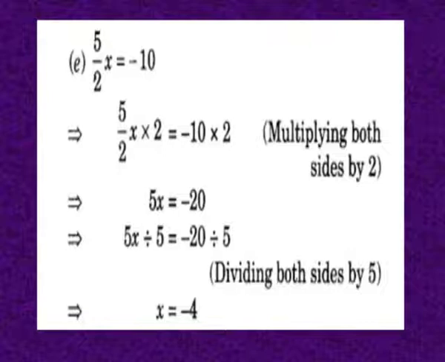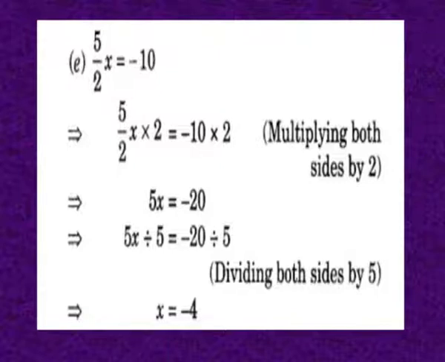Next, E subdivision, 5 by 2x is equal to minus 10. Firstly, we are multiplying 2 on both sides to eliminate the denominator, so that it becomes 5 by 2x into 2, which is equal to minus 10 into 2. In LHS, 2 and 2 will be getting cross cancelled and it becomes 5x. Our RHS is minus 10 into 2, that is minus 20.